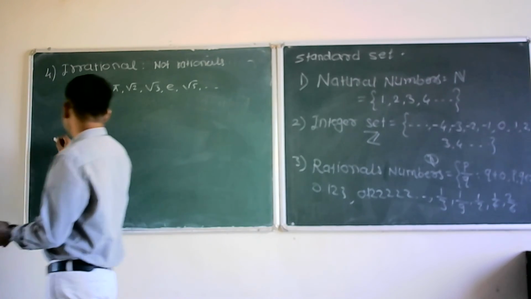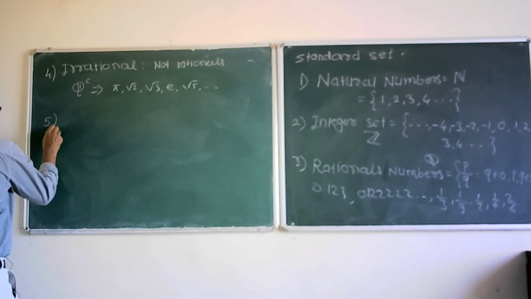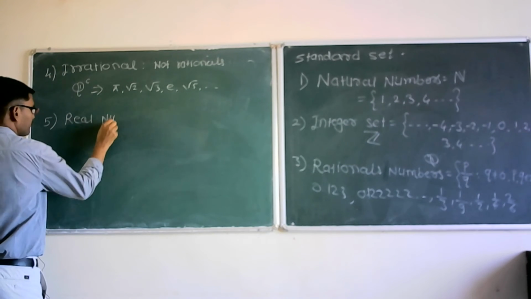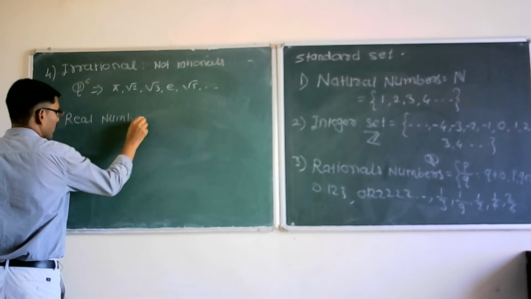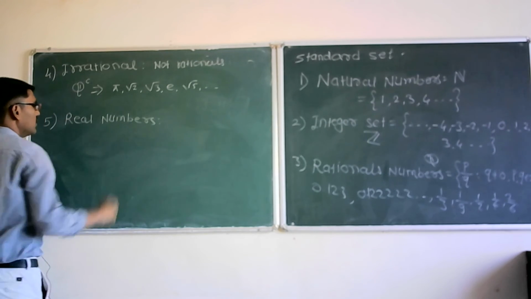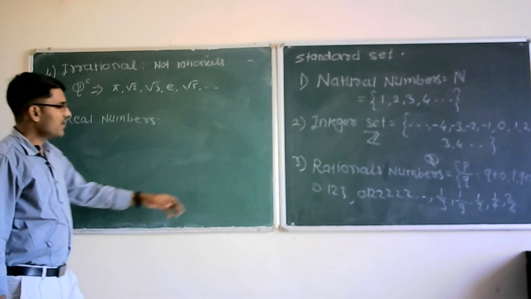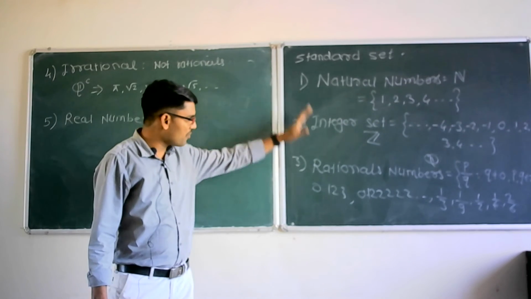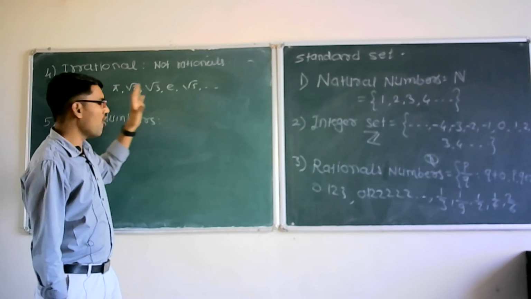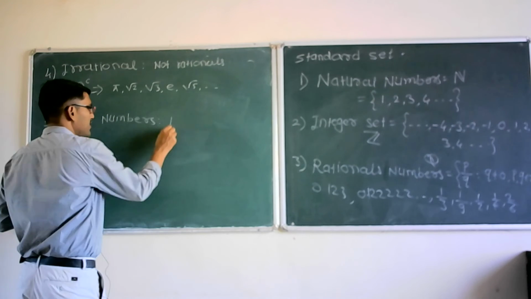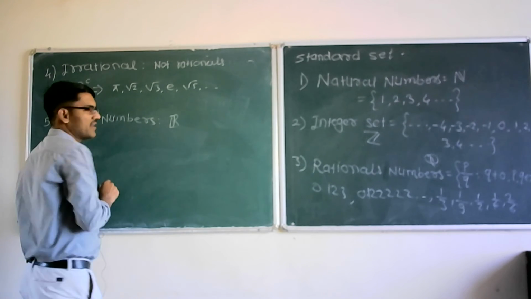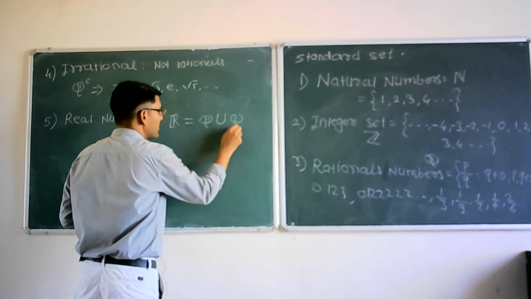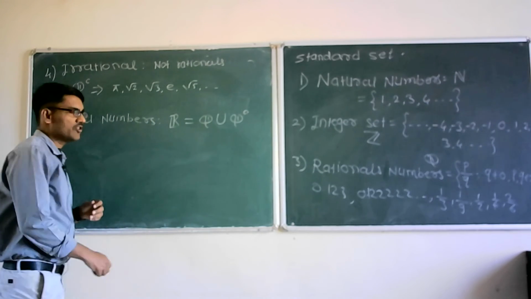Then next, number 5, real number set. Real numbers are the union of rational and irrational numbers. If you take the union of all these sets, it forms the set of real numbers, and it is denoted by capital R. The union of rational and irrational sets is called the set of real numbers.